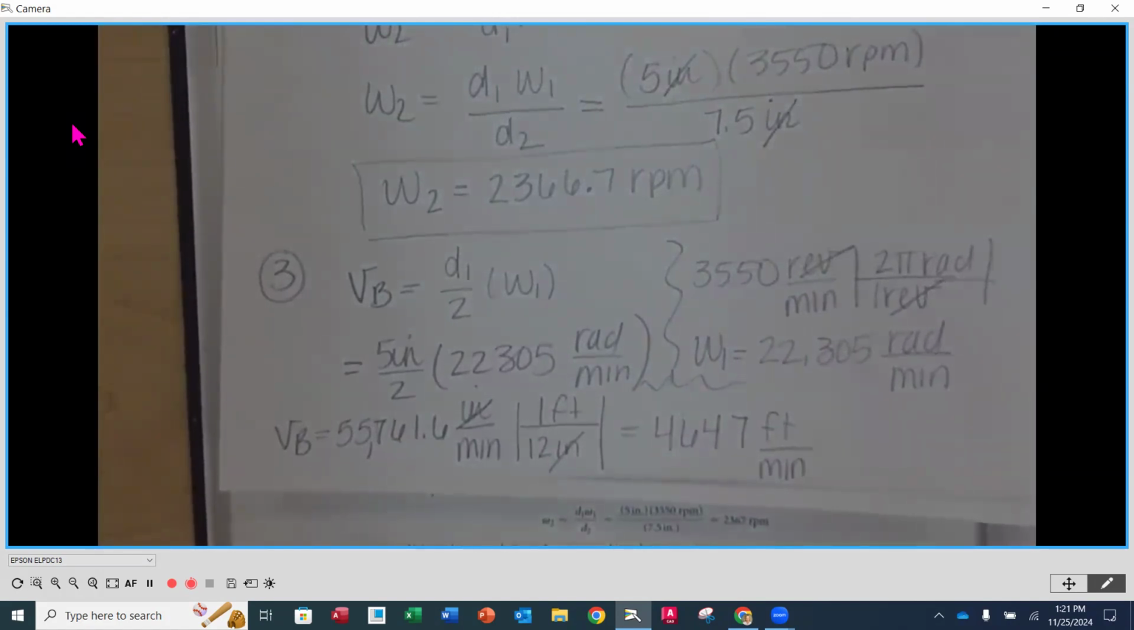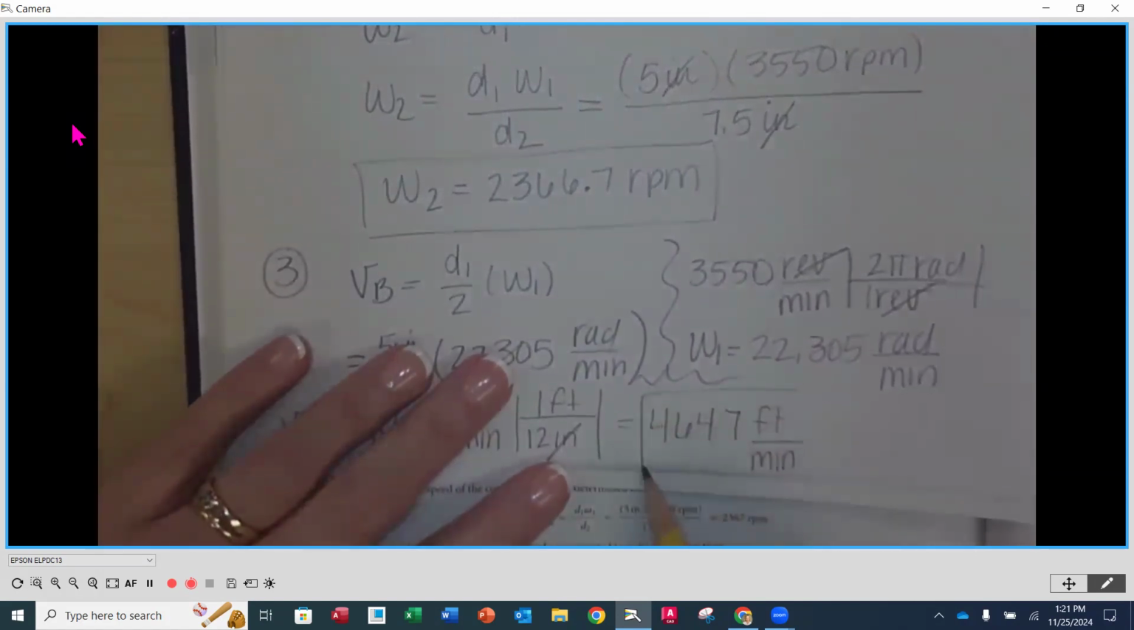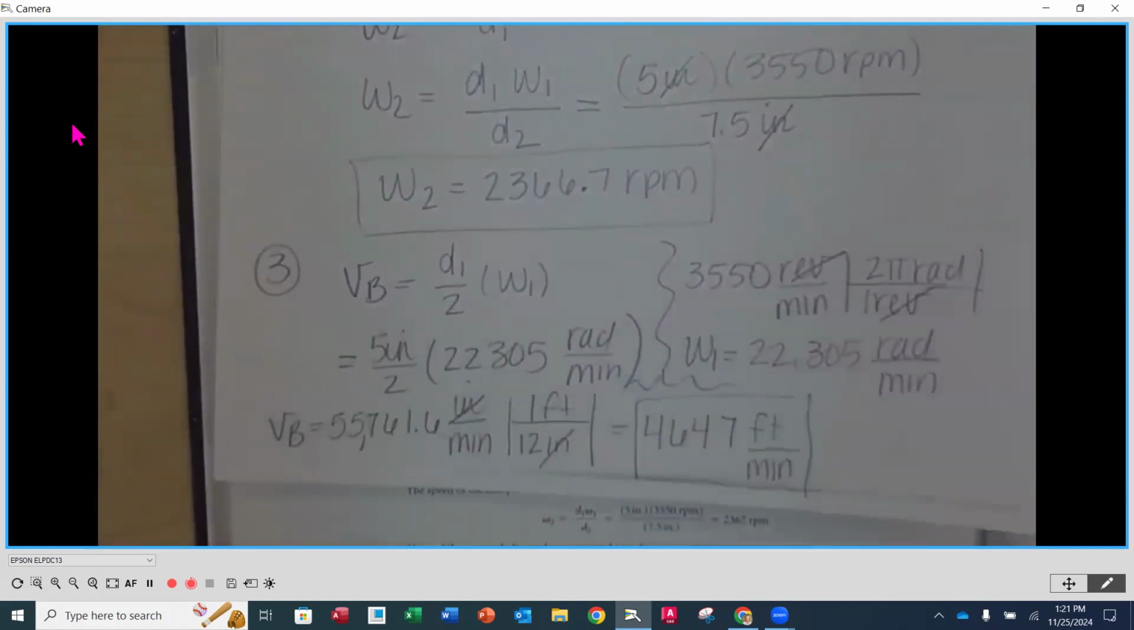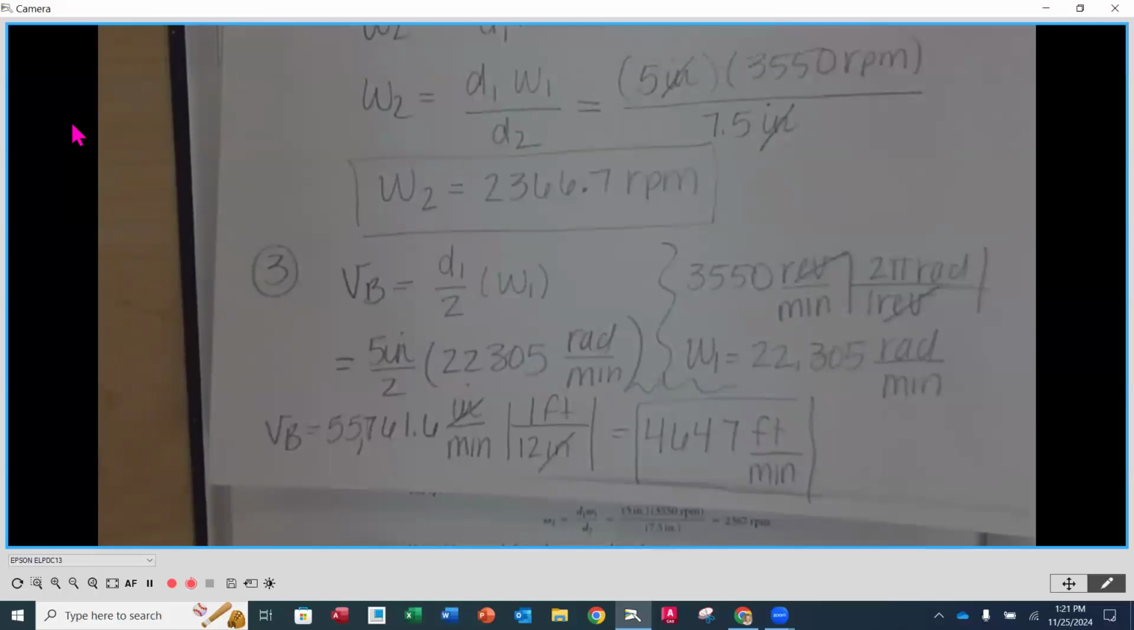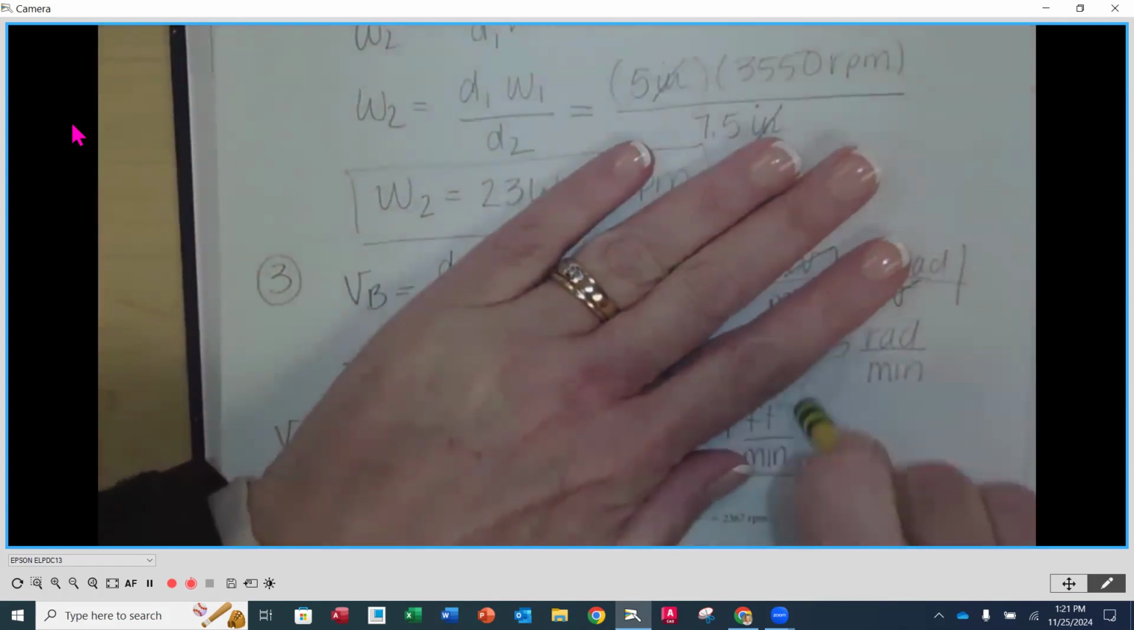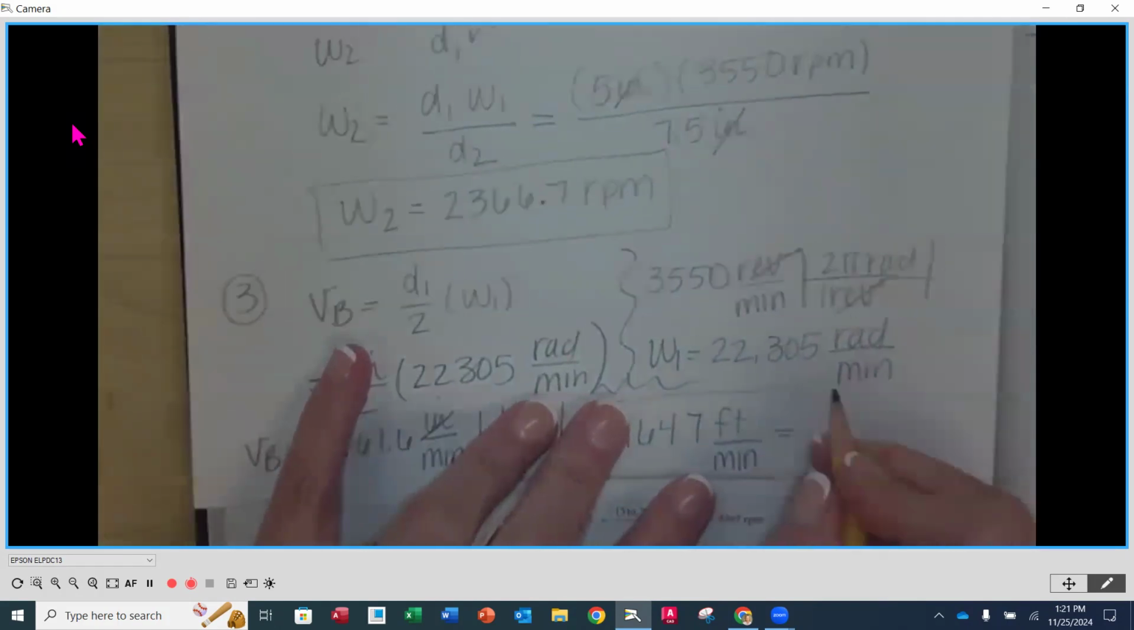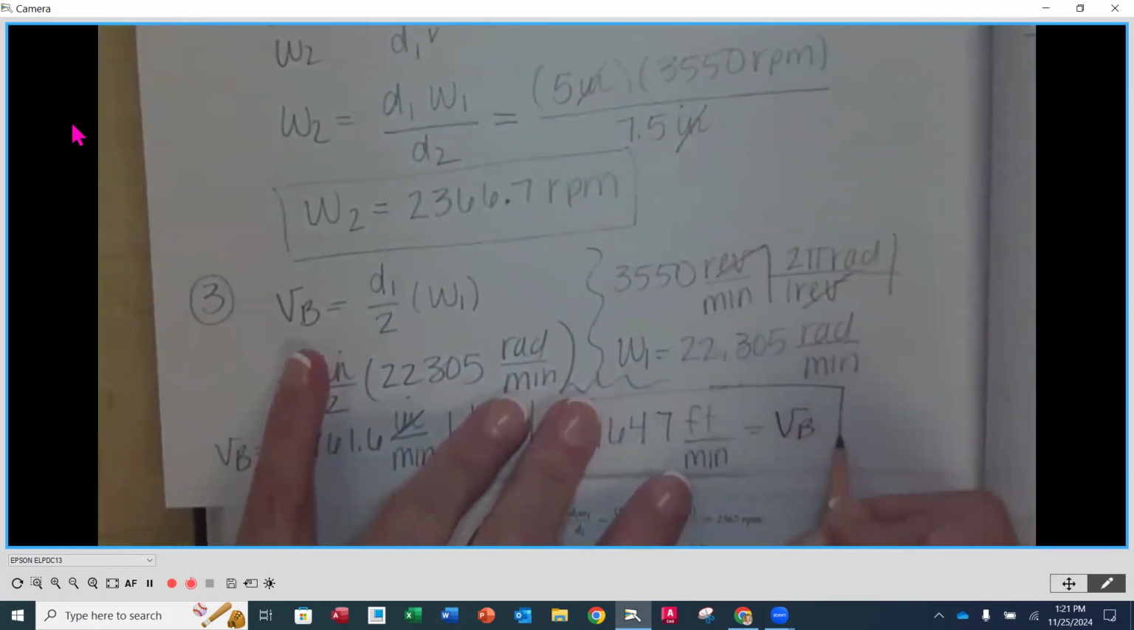You get 4,647 feet per minute. All right, I'm going to put a box around this. Am I good to hand in? Noble says no. What am I missing? Exactly. Make sure they equal V_B, because that's one of your variables.